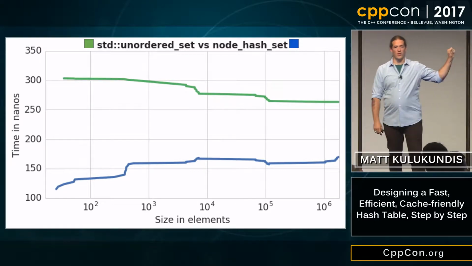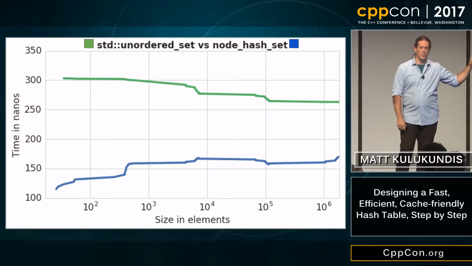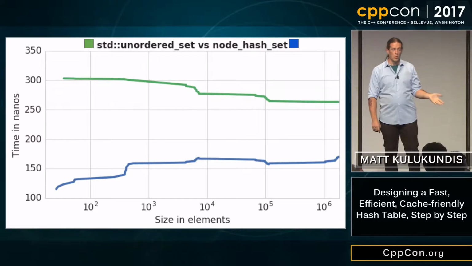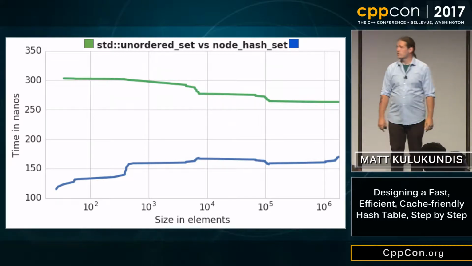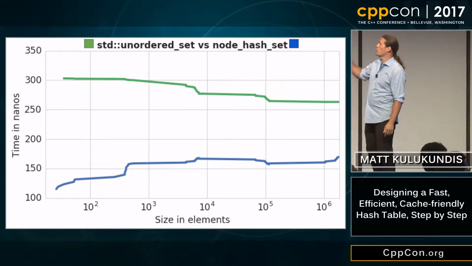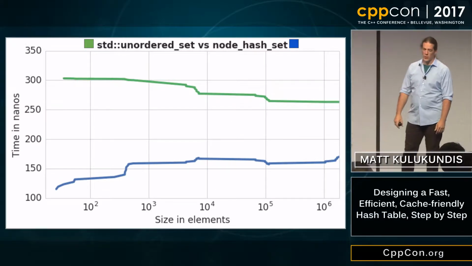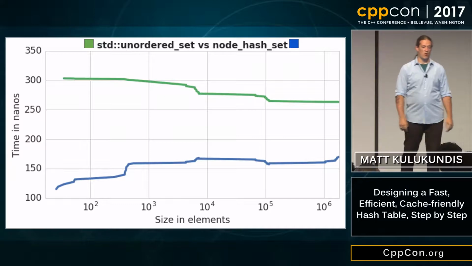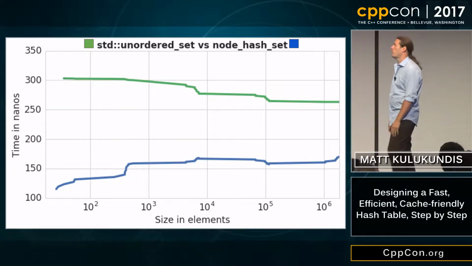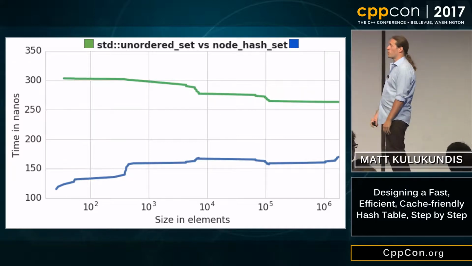I could go into a whole ton of variations on this graph, but it would take a big chunk of time and really wouldn't be that illuminating. What is this graph? This is std::unordered_set versus node hash set. We are trying to find elements that are present in the set. They are 4-byte elements.